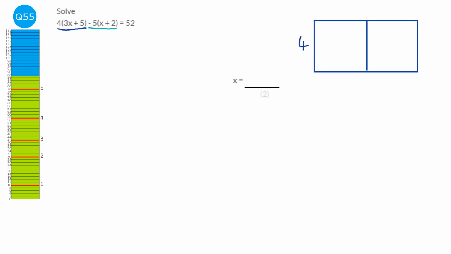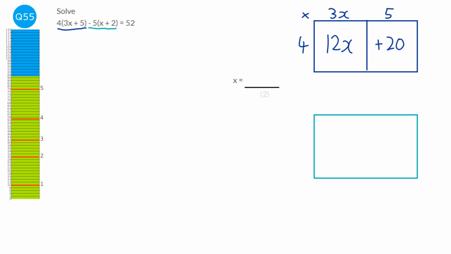So we're doing 4 times, and inside the brackets we've got 3x plus 5. So I'm going to times those out. 4 times 3 is 12, so that'll be 12x. 4 times 5 is 20, so that's going to be positive 20. And I'm going to do the same for the other set of brackets. Now on the outside of the brackets we've got to be careful here. It's not a 5, it's a minus 5. And inside the brackets is an x and a 2. So minus 5 times x is minus 5x. Minus 5 times 2 is minus 10.